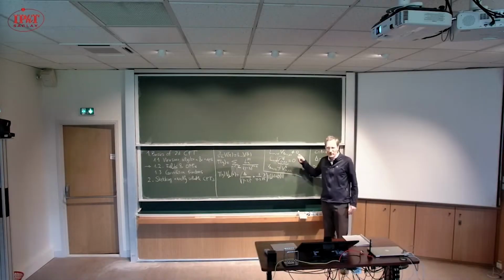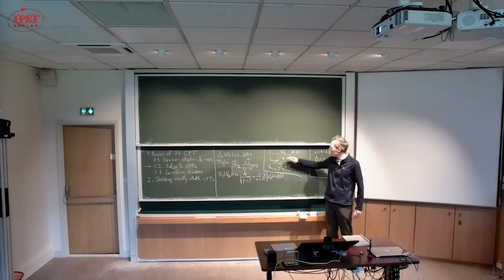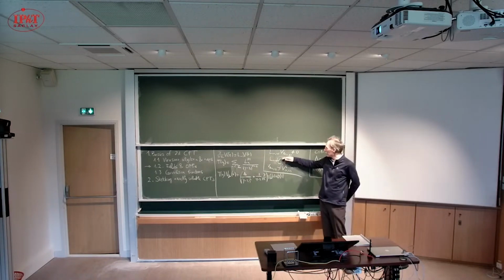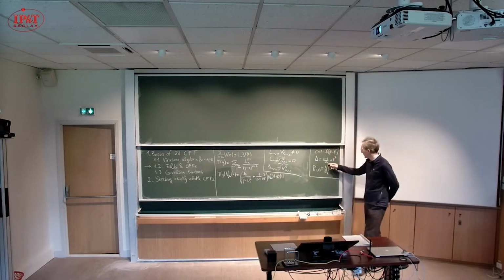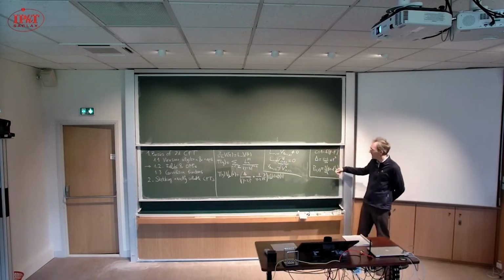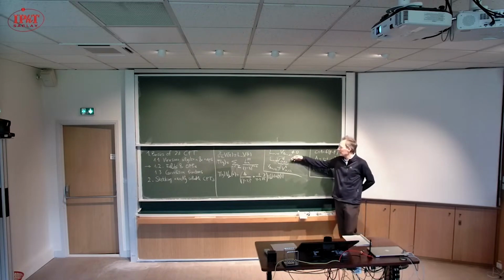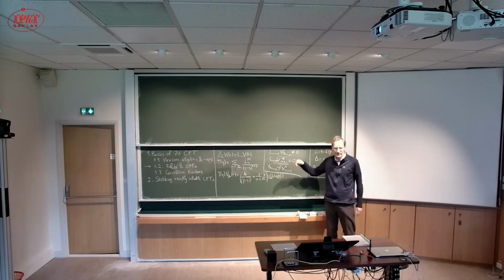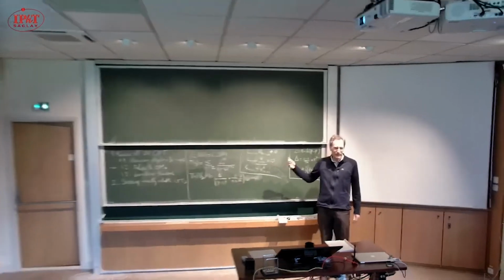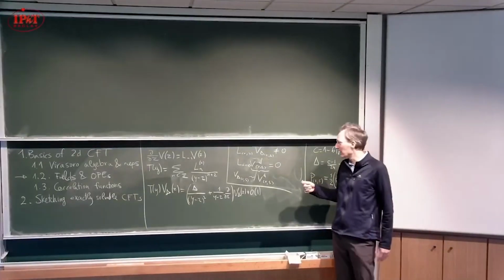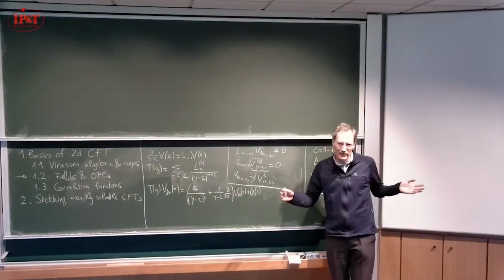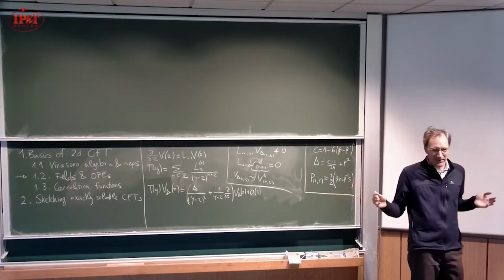...between degenerate and non-degenerate fields. So for certain values of the dimension, delta RS, which are of this type here with integral RS, the primary field delta can have a descendant which is itself primary. So that's called the null vector. And then you decide if you want to set this null vector to 0 or not.